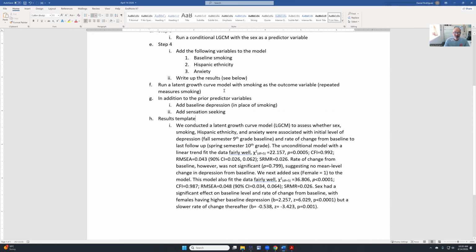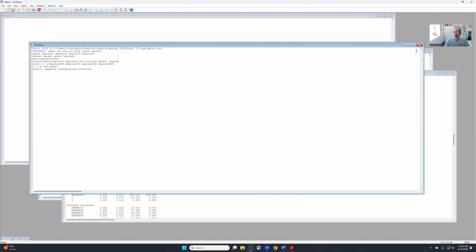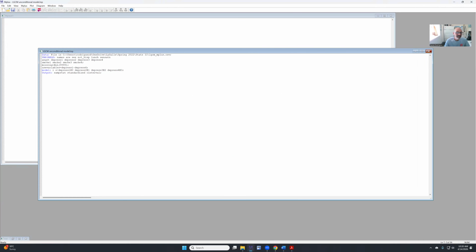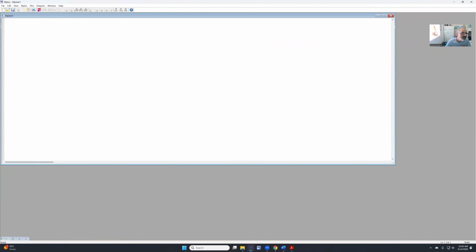Rerun the latent growth curve model with smoking as an outcome, repeated measure. Okay, let's do that one. Smoking. So this is now a dependent variable that is ordinal as far as I can remember. We have natural ordering. Well, we'll see that in a second, actually. So let's see, where did I have that?